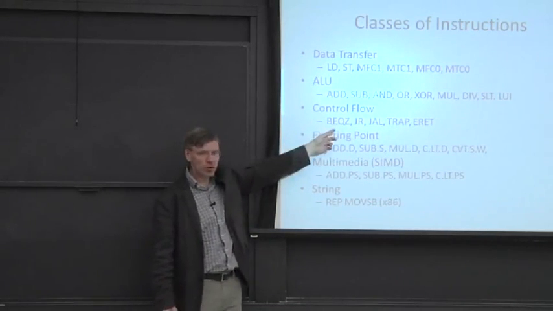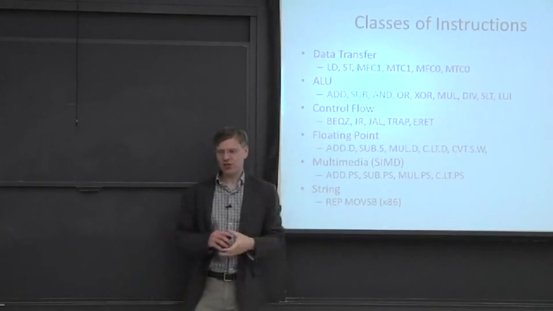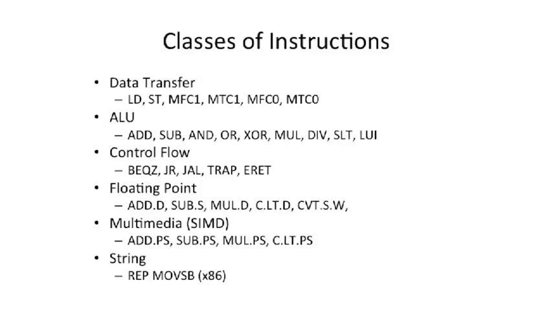You can have control flow instructions. So you have branches, jumps, traps. And one of the points I want to get across here is between different instruction set architectures, people make different choices about which instructions to have. Some of the architectures have very complex ones, and some of the architectures have very simple ones.